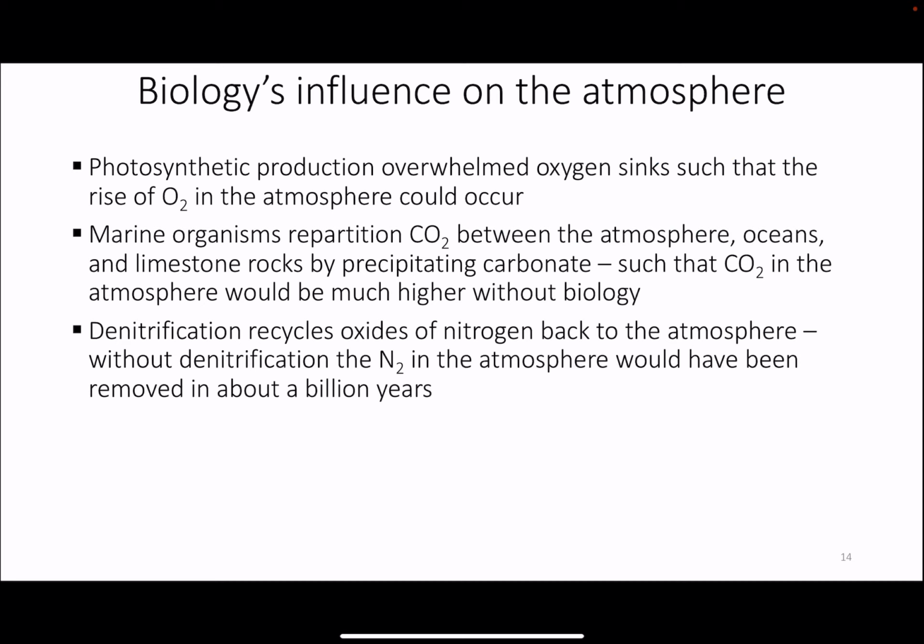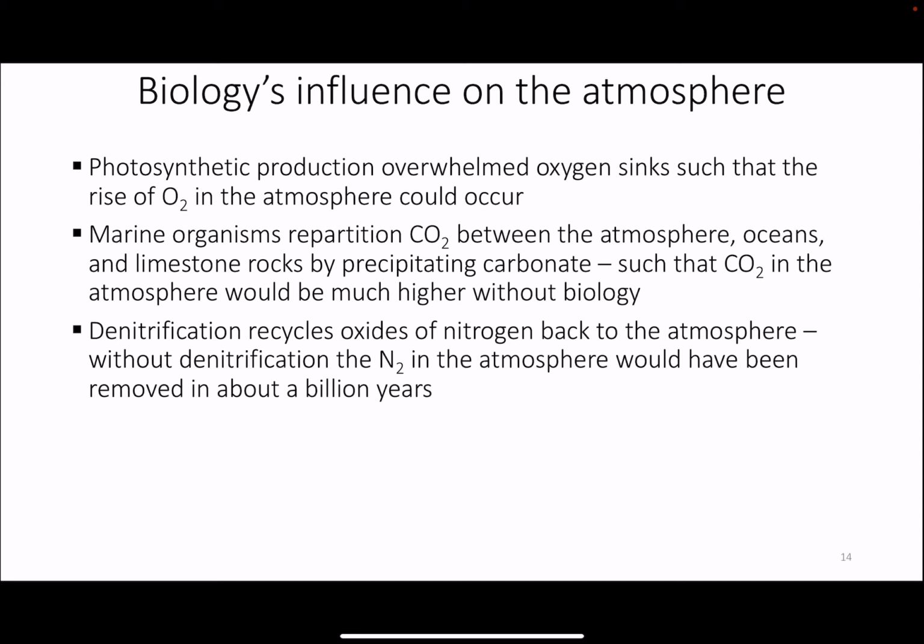So biology on Earth, life on Earth, has had a profound influence on the modern atmosphere. Photosynthetic production that outweighs oxygen sinks led to the rise of oxygen. The other way that biology influences the atmosphere is that marine organisms, by consuming CO2 in photosynthesis, repartition it between the atmosphere, the oceans, and rocks. So there's precipitating carbonate, there's photosynthesis, there's CO2 that then gets buried in the deep ocean. And so without these organisms, CO2 in the atmosphere would be much higher than it is today without biology.